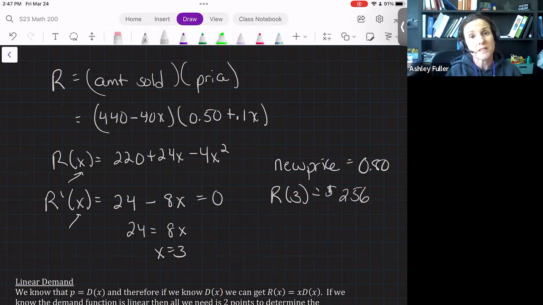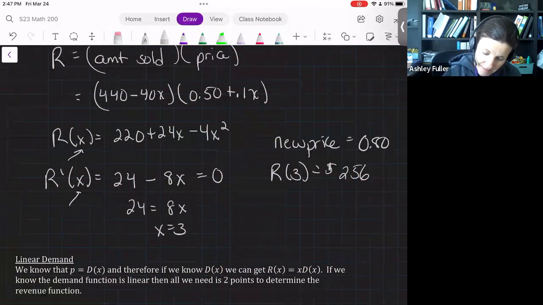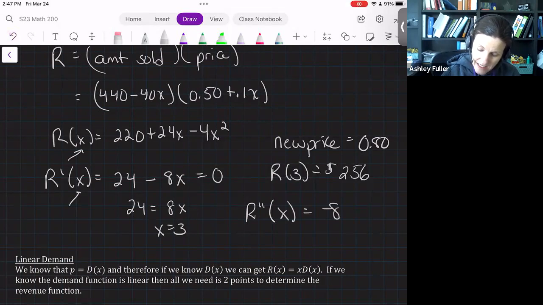Now note, just because the revenue is maximized does not necessarily mean that my profit is maximized. And we can also be sure that this is a maximum because we can take the second derivative, which is going to give us -8, and note that that's less than 0, which tells us the function there is concave down, which does tell us it's a maximum.